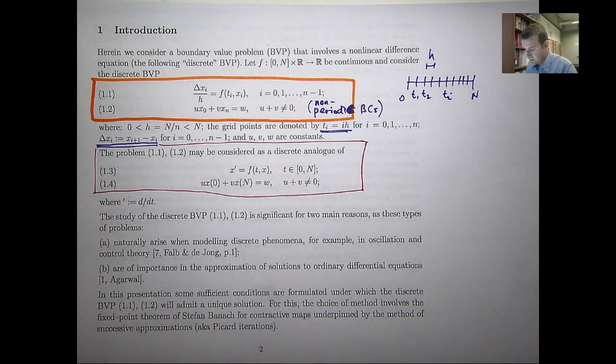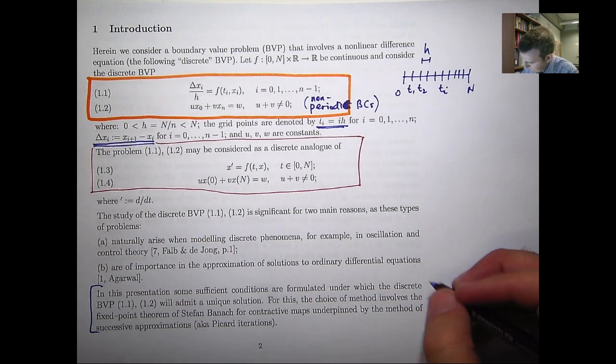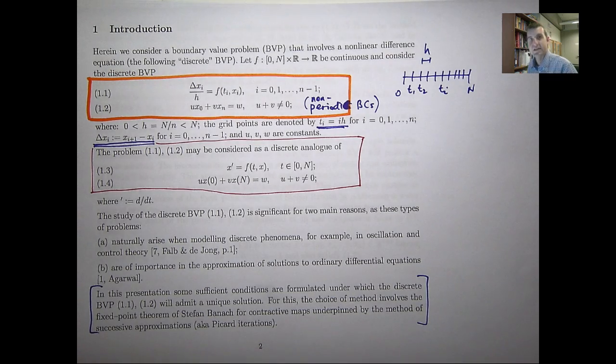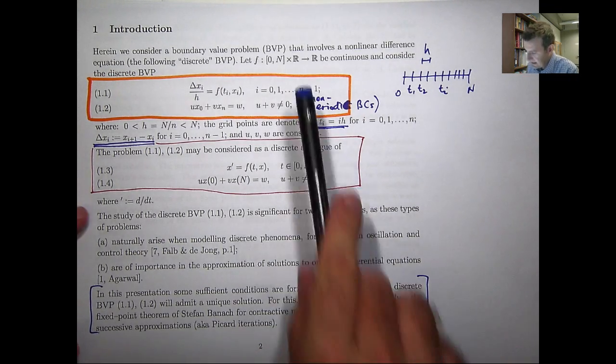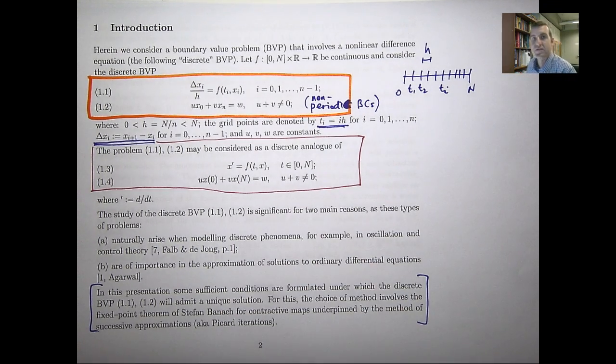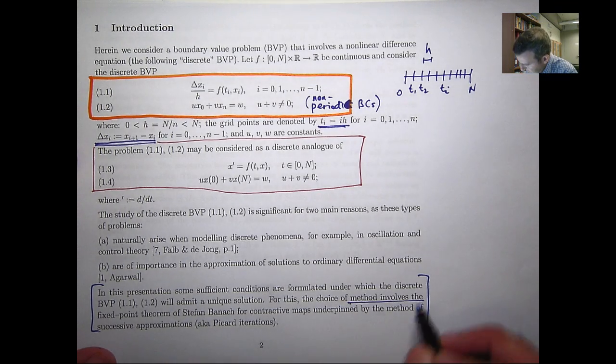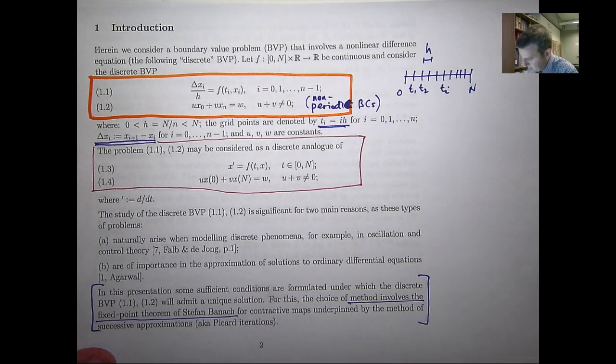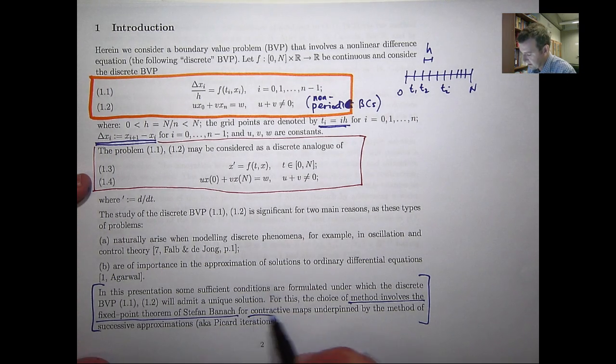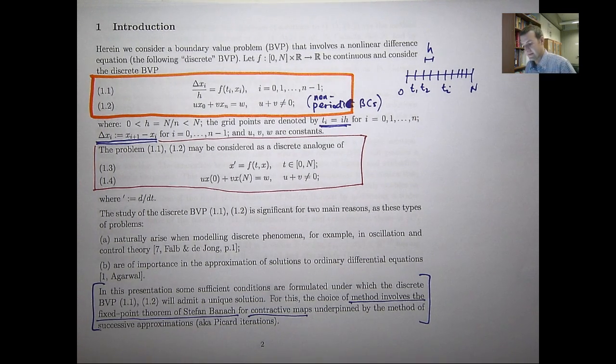So what we're going to do is present some sufficient conditions under which this discrete boundary value problem has a unique solution. Now the method involves a famous fixed point theorem of Stefan Banach involving contractive maps.